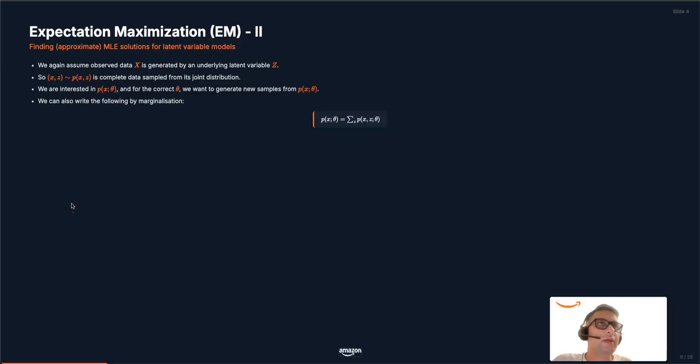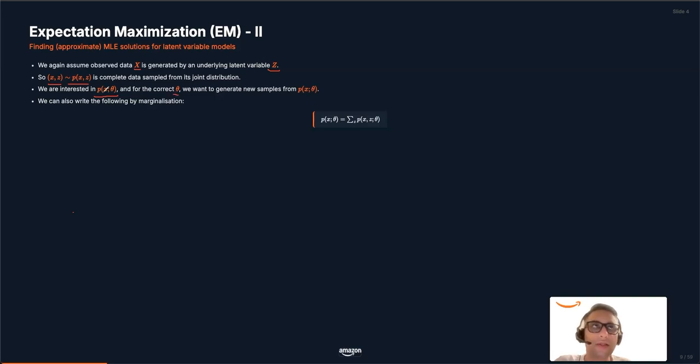So let us now begin with expectation maximization, and I will reiterate what we are trying to do. We have the observed data X, and it is generated by a latent variable Z. This is what we said all along. Therefore, if you have the joint distribution P of X comma Z, then you can sample X comma Z from here. So this is the complete distribution, but what we are interested in obviously is this one, and we want to find the correct theta.